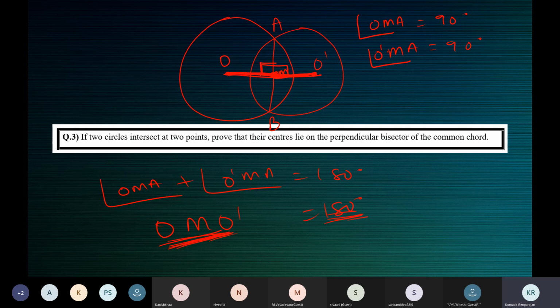In two intersecting circles, the line segment, or you can say the line, joining the centers is the perpendicular bisector of the common chord. The line segment joining the centers is the perpendicular bisector of the common chord. This one is equal to this one.